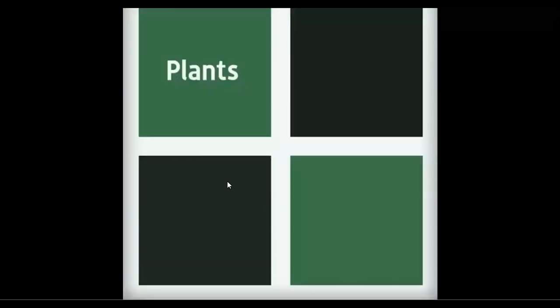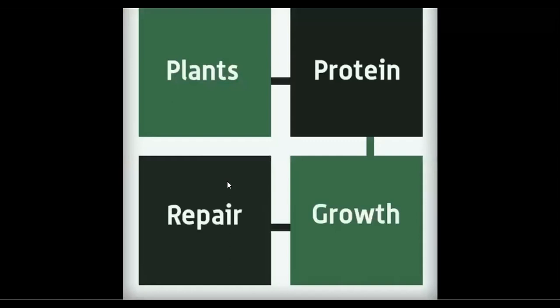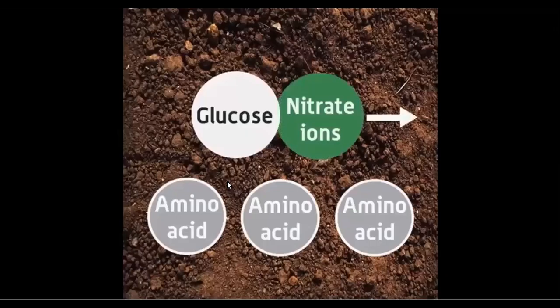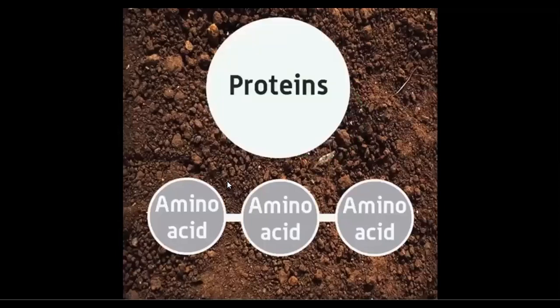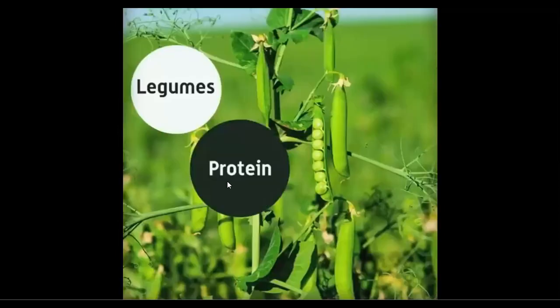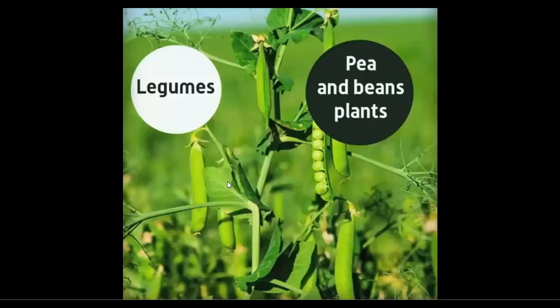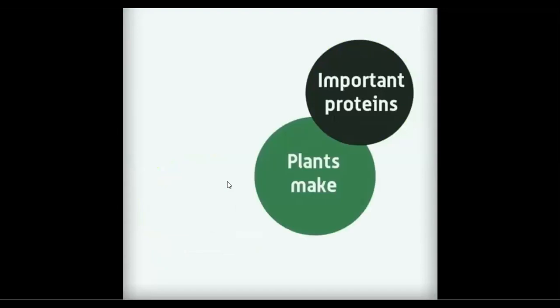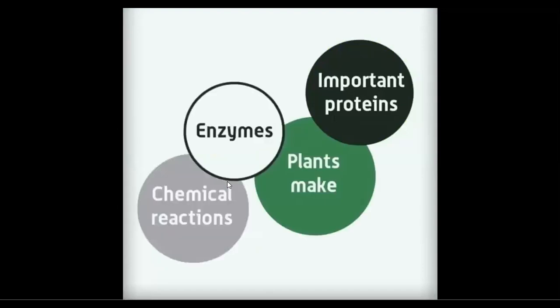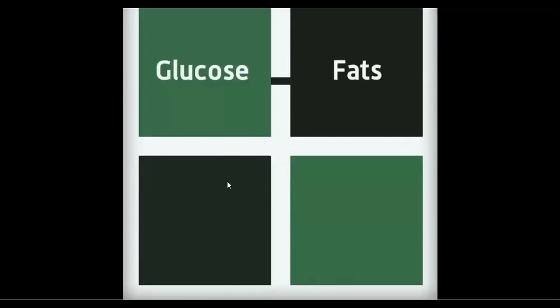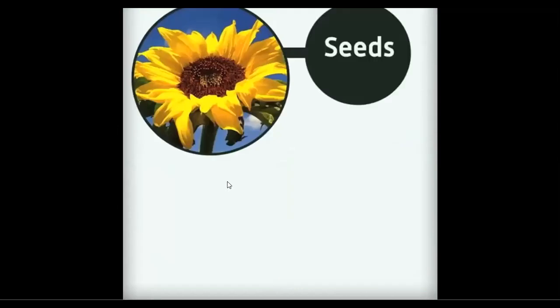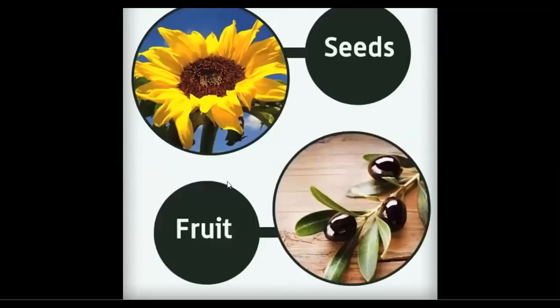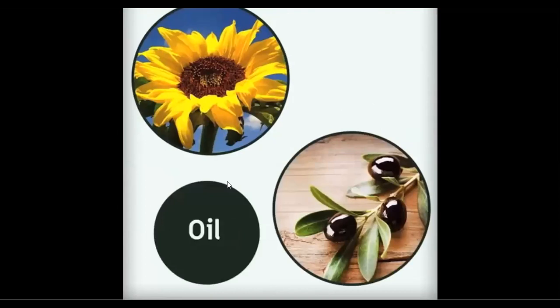Plants also make protein, which is used for growth and repair. Glucose combines with nitrate ions from the soil to make amino acids, which join up to make proteins. Plants called legumes store protein in their seeds. Legumes include pea and bean plants. This is why peas and beans are good sources of vegetarian protein. Other important proteins that plants need to make include enzymes for speeding up chemical reactions. Glucose can be converted to fats and oils, also known as lipids. Plants such as sunflowers store fat in their seeds. Olives store fat in their fruit. Both of these can be used by humans as oil for cooking and eating.